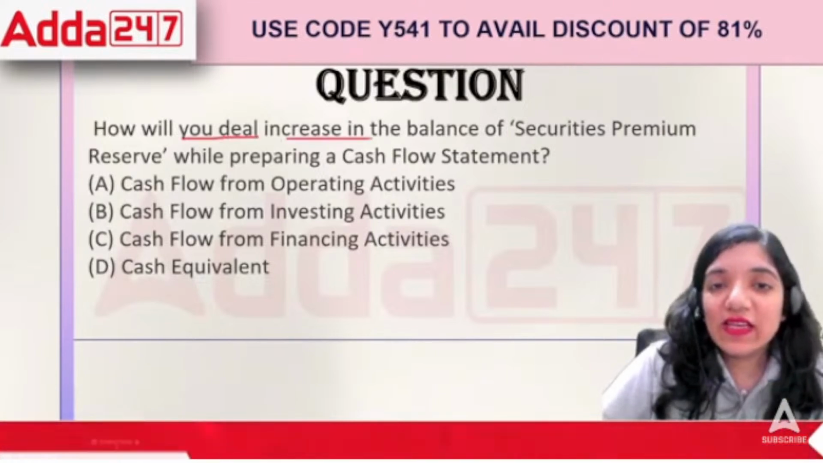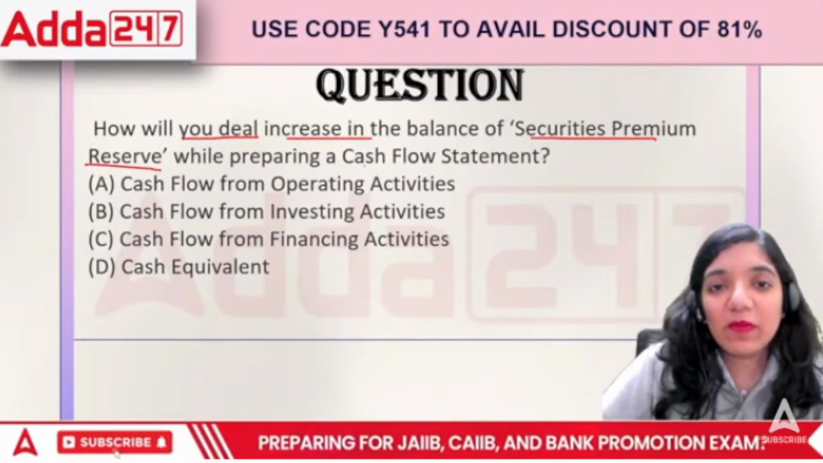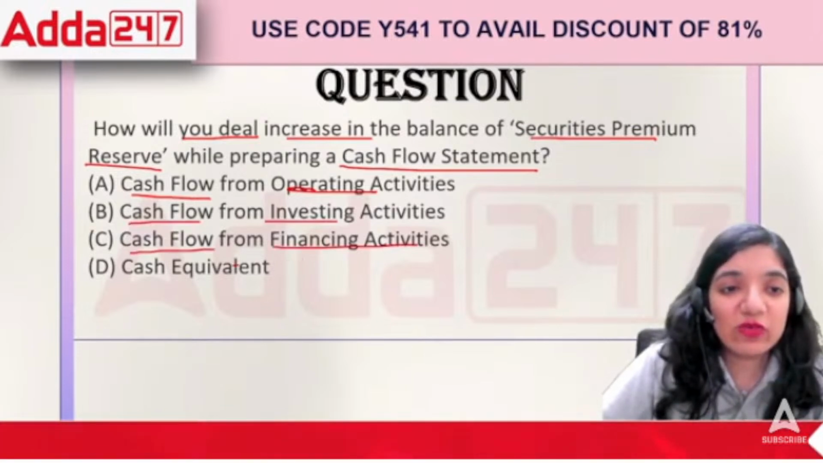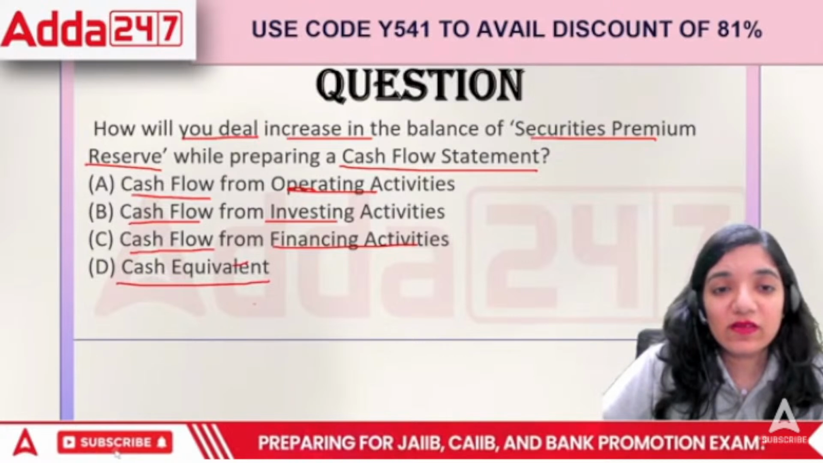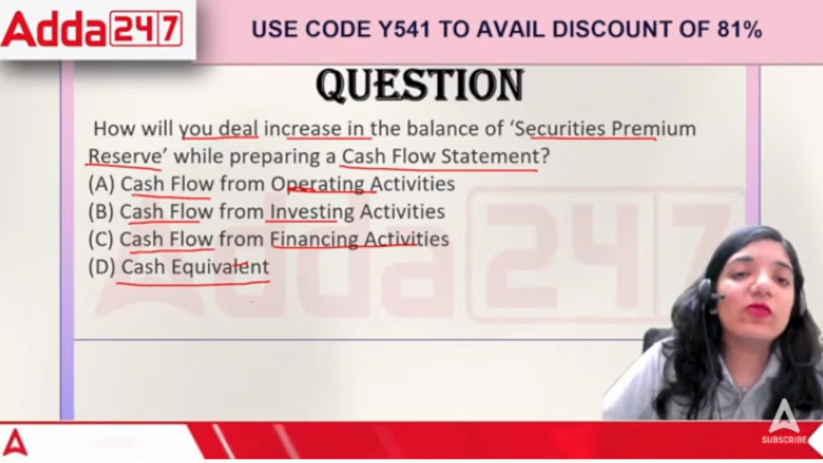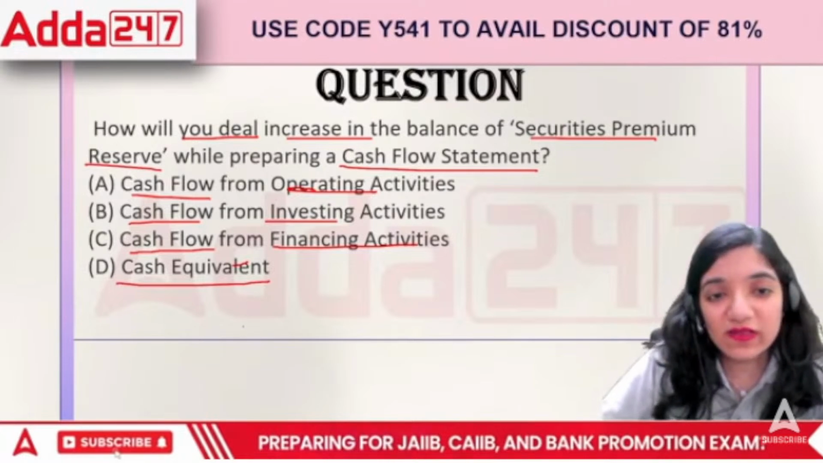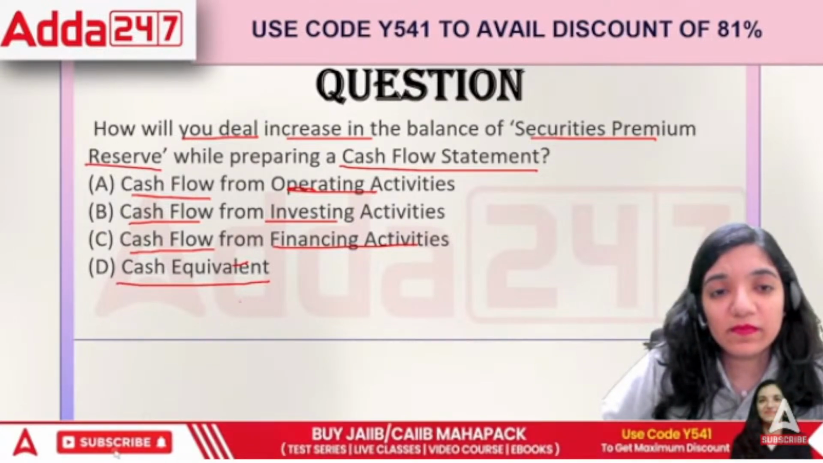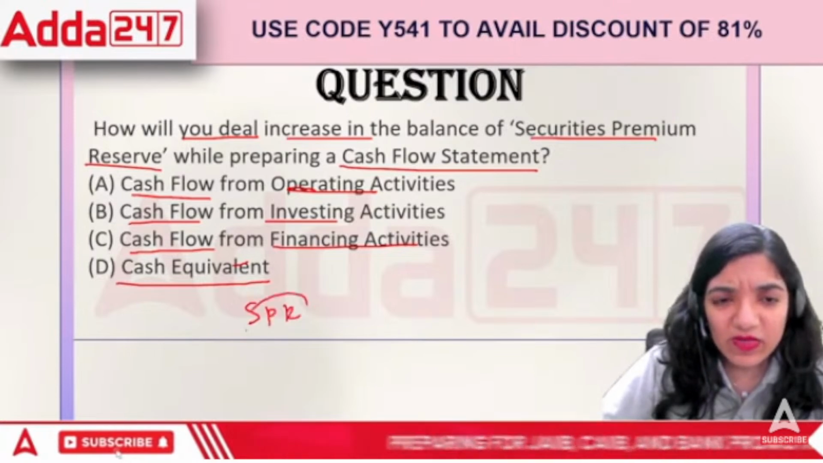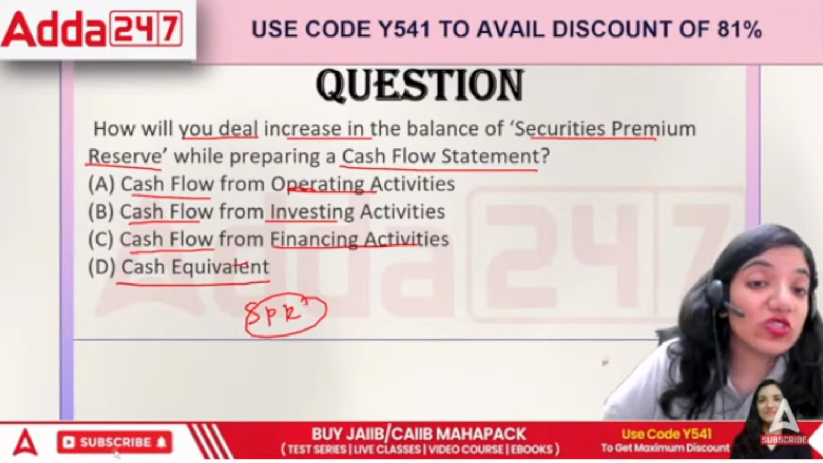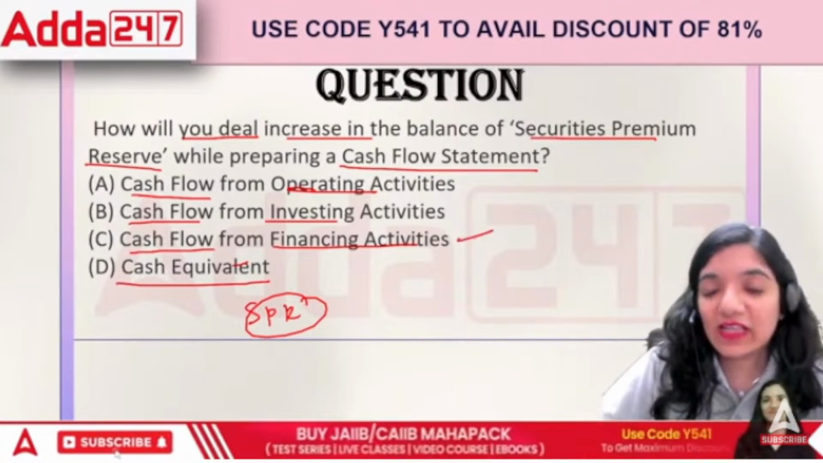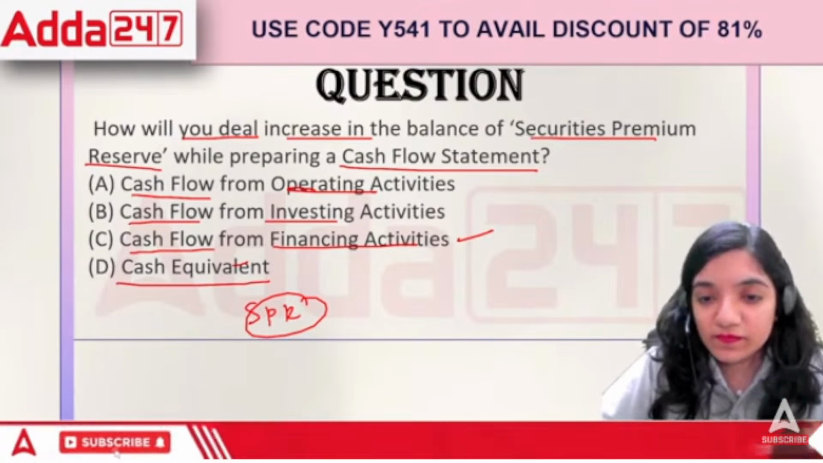How will you deal with an increase in the balance of securities premium reserve while preparing the cash flow statement? Is it cash flow from operating activity, cash flow from investing, cash flow from financing, or cash equivalent? If there's an increase in securities premium reserve, that means we are issuing shares to the people. If we are issuing shares to the people, we are getting money for the business. If we are getting money for the business, it's a part of the financing activities.